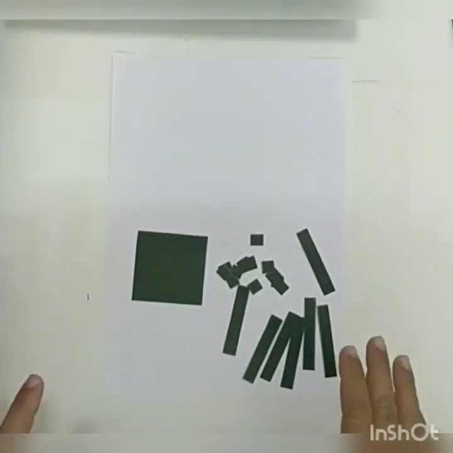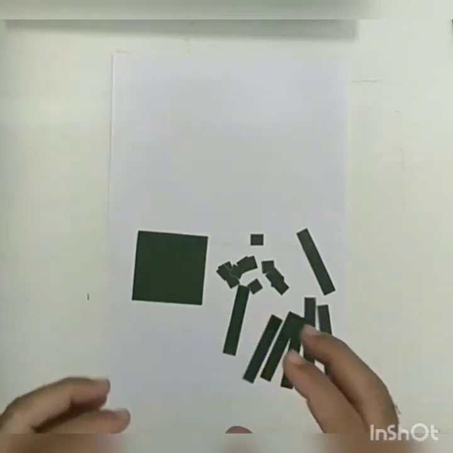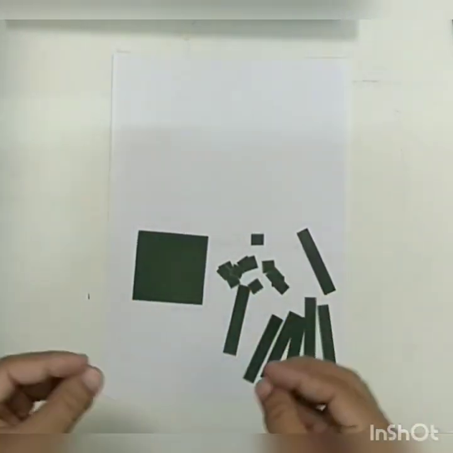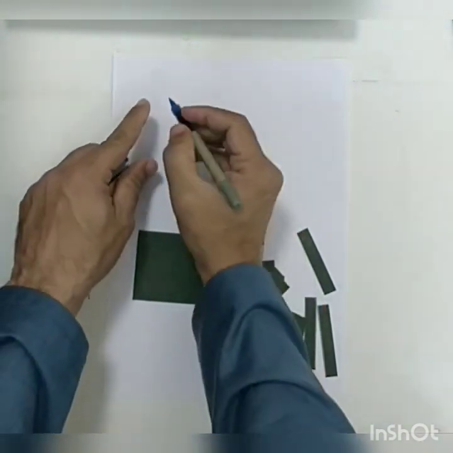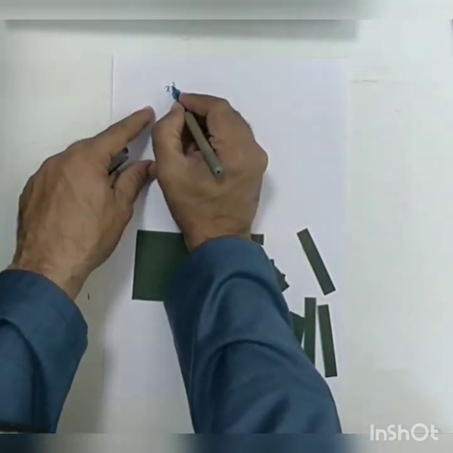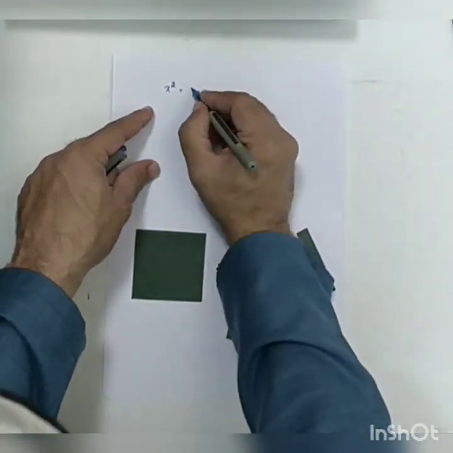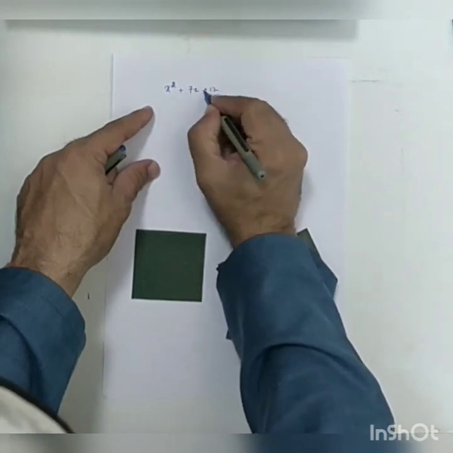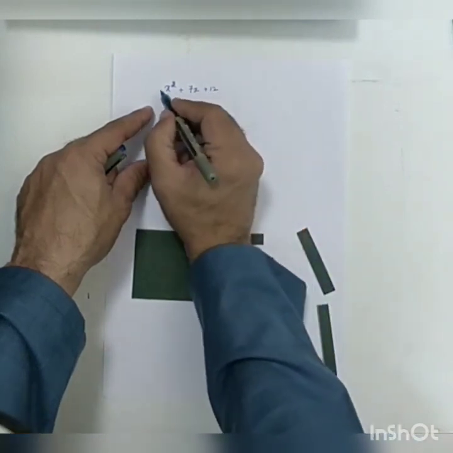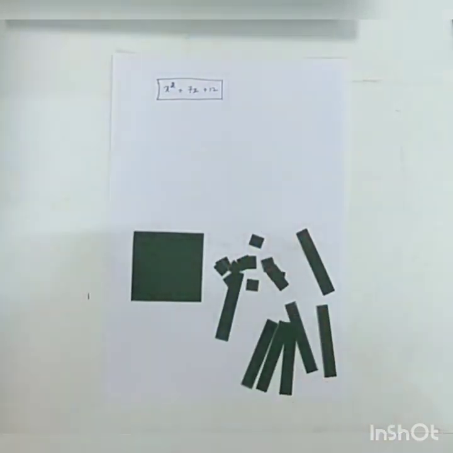Let us now see how we can visually analyze a quadratic equation and derive the roots of a quadratic equation using some geometrical things. So now we have a quadratic equation here, x square plus 7x plus 12. This is our quadratic equation, and I want to find the roots of the quadratic equation.